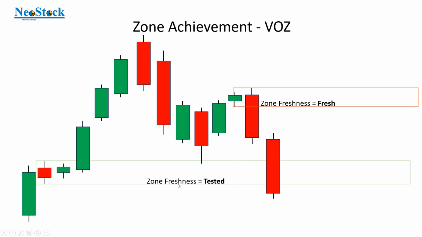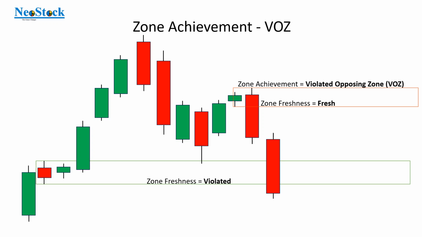What is the status of the freshness? Now it is violated. Who is responsible for violating this demand zone? This newly created supply zone is responsible for violating this demand zone. That's why this supply zone gets an achievement called violated opposing zone, in short VOZ. Previously also it was violated opposing zone. Now also it is violated opposing zone.